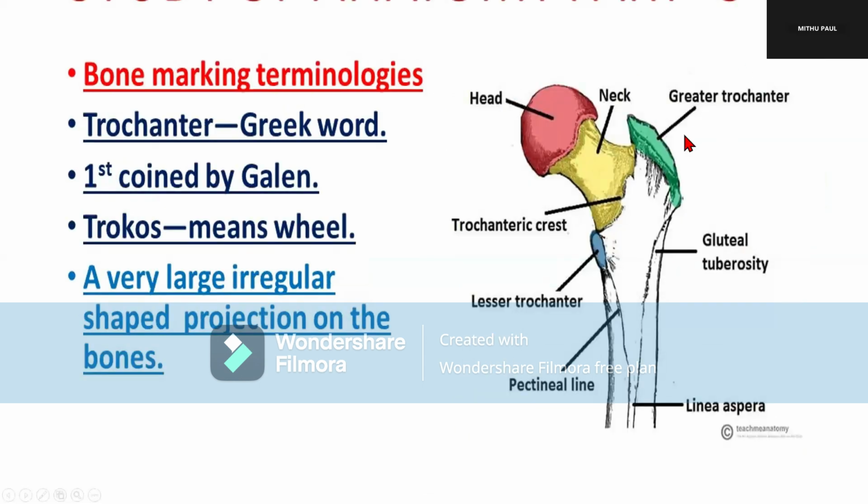Now again, an even larger bony mass, rounded on the surface of the bone, more in size than tubercle and tuberosities. So another larger tuberosity is the trochanter. This is a Greek term, first coined by Galen, and trochos means wheel, such as here you have one large surface elevation. In case of the femur, upper end, we have two such. So one is the greater trochanter and one is the lesser trochanter.